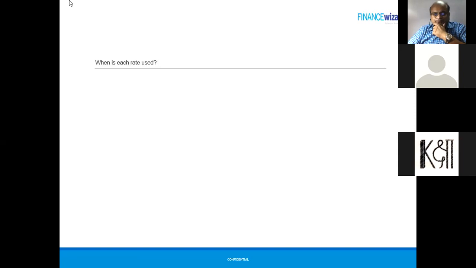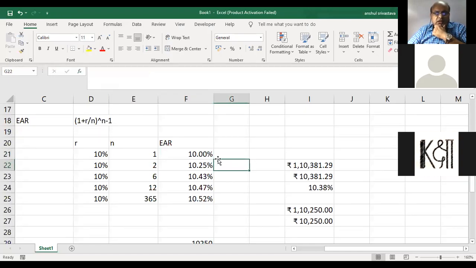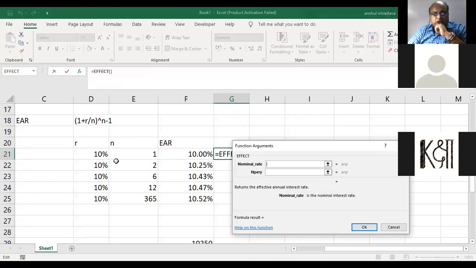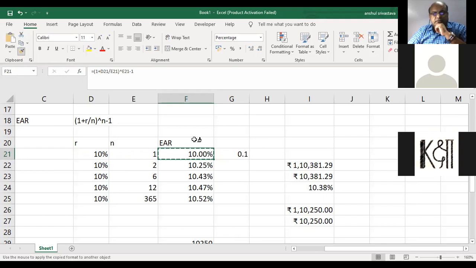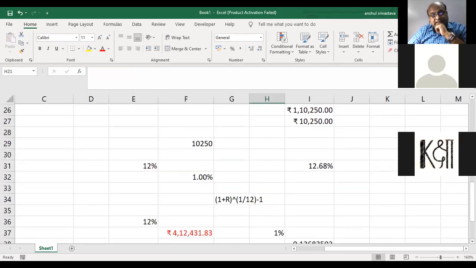Let me show you. Besides the calculation we did, you can do one more thing. In this case, you can use the function of effective also. Nominal rate is 10%, number of periods is this. It will give you the same answer. And if I apply this formula here, we're getting same. So this is nominal. Effective can also be used, but it gets a little tricky in this case.